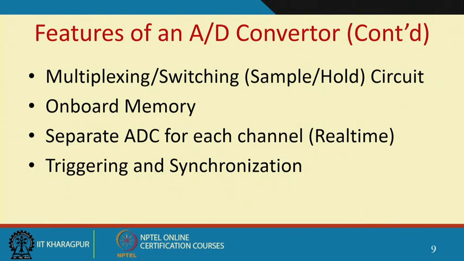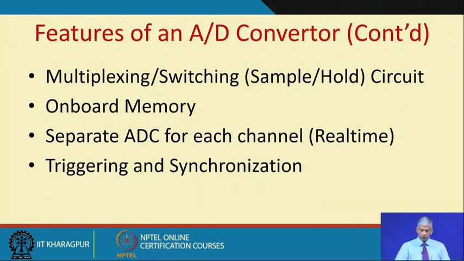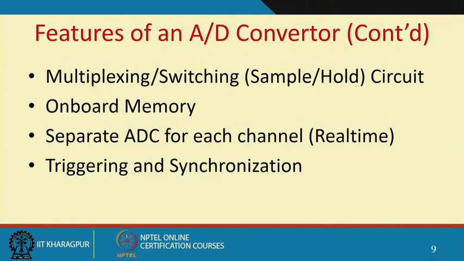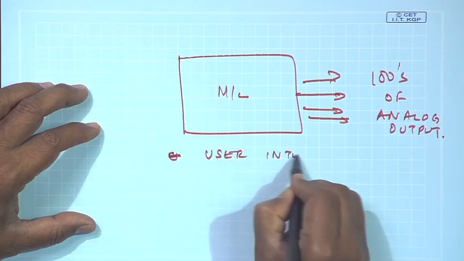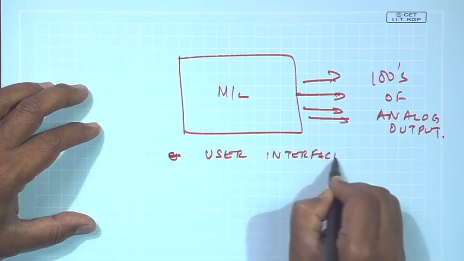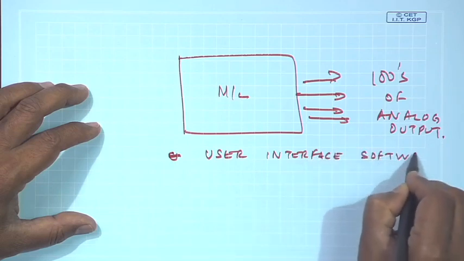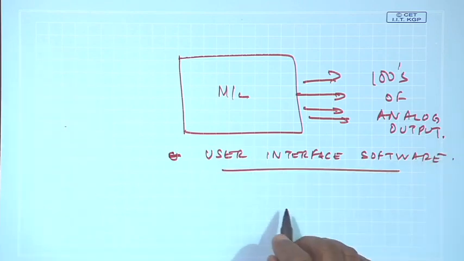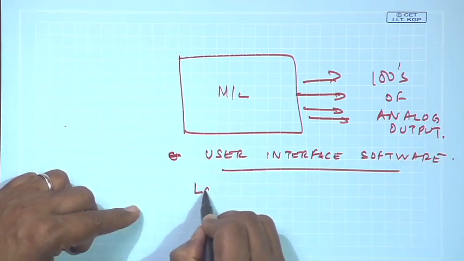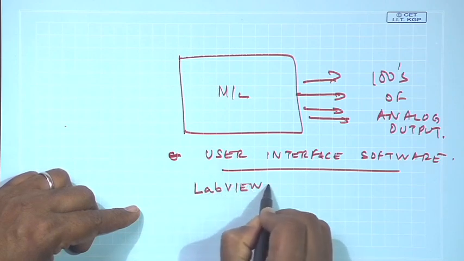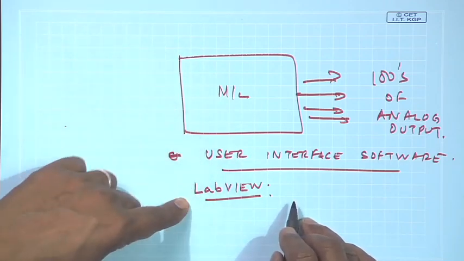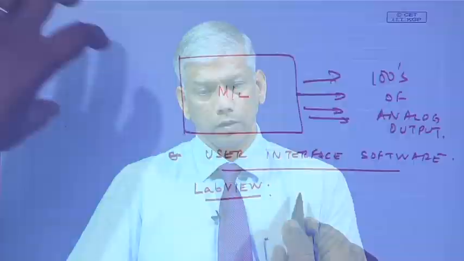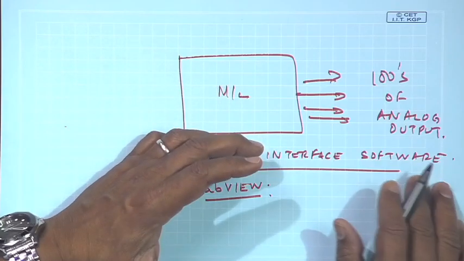And then sometimes we will trigger and synchronize, and at the end of the day, who is controlling all this? So, there has to be a user interface software to control all of this. In the universities or in IITs, we have a very popular software, LabVIEW, which is from a company, and this is used to control the data acquisition units and communicate with the computers.